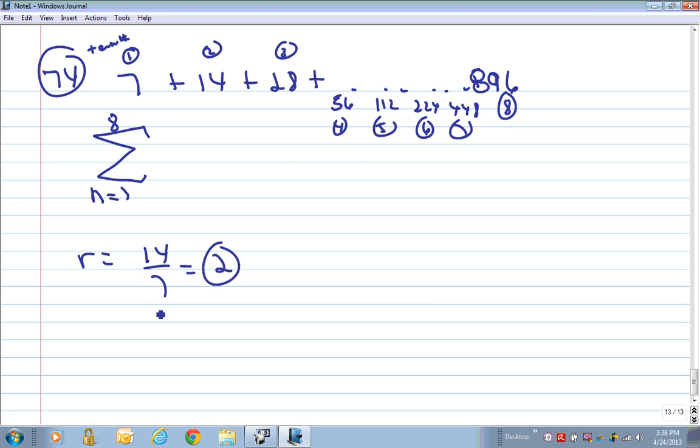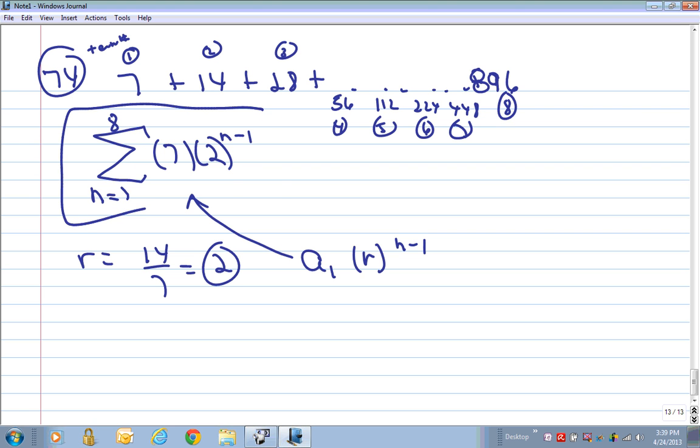Well, the rule we're going to use is our little a to find a term is a sub 1 times r to the n minus 1 power. So that's our little rule we're going to use, and we're going to plug that in based on what we know. Well, a sub 1 is 7. Our ratio is 2. And n minus 1 power, we're just going to write n minus 1 power. And you could leave it just like that, or we could have put a parenthesis around the 2 and not around the 7, whichever one you prefer, or around both. So that's our sigma notation.